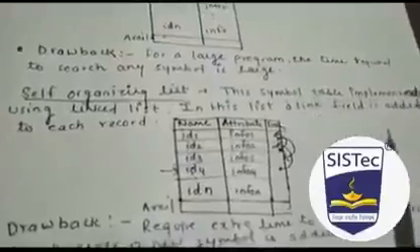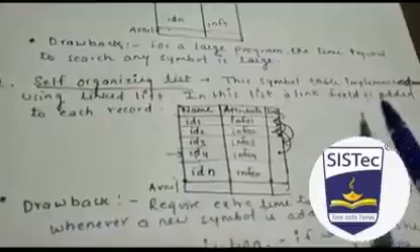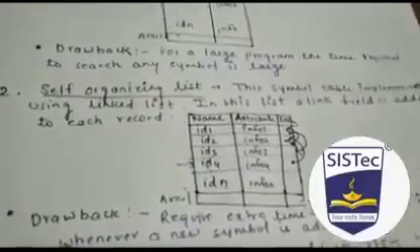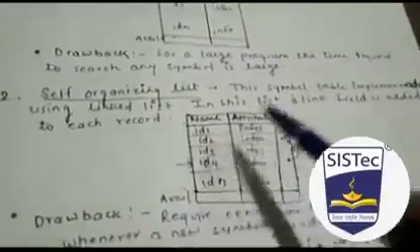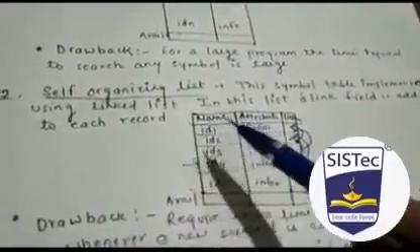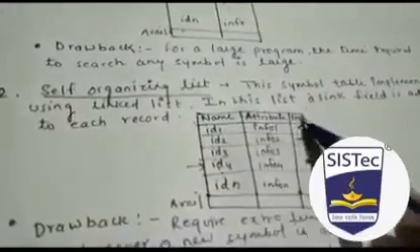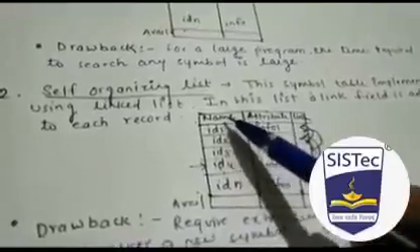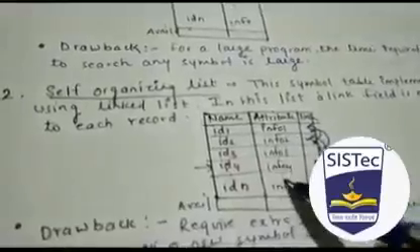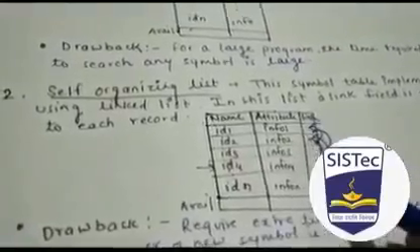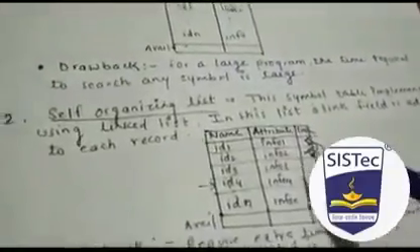This symbol table is implemented using a linked list. In this list, a link field is added to each record. You can see from this table, we have mentioned three fields: name, attribute and link. We have given the name of the symbol, attribute means information regarding that symbol, and link means the link or the pointer to that symbol.